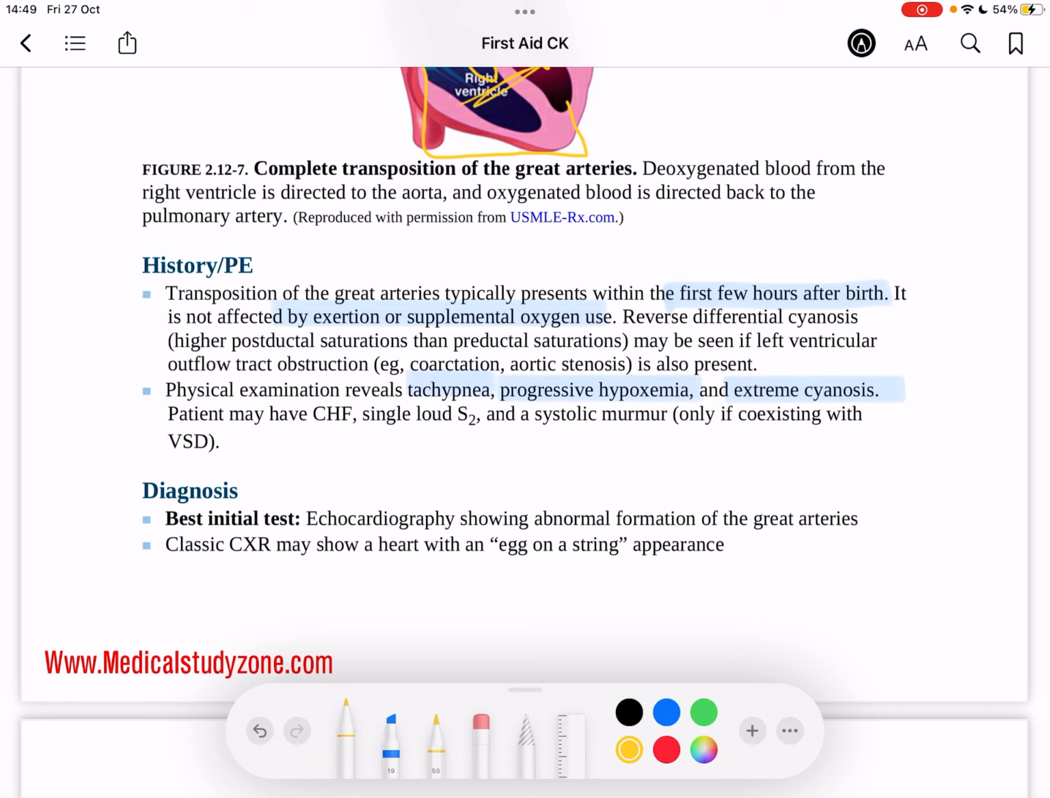Okay, some other signs to look out for: signs of heart failure, a single loud S2, so no splitting, and a systolic murmur, and that only if there's a coexisting VSD.